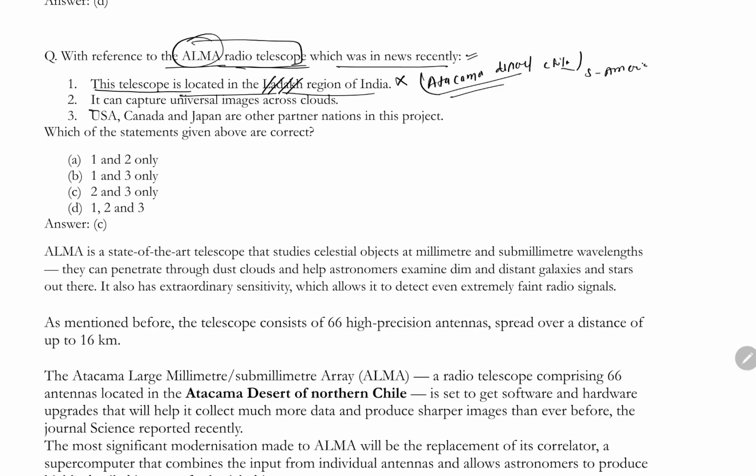Okay, the second is, it can capture universal images across the cloud. So this statement is correct. The third statement is, the US, Canada and Japan are other partner nations in this project. This statement is also correct. So from here statements 2 and 3 are correct, so the correct answer will be option C.